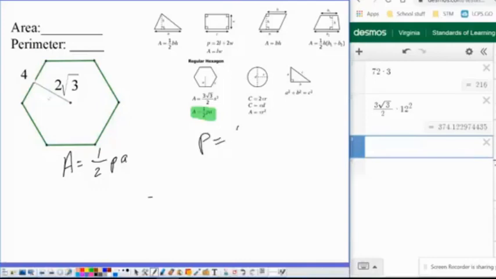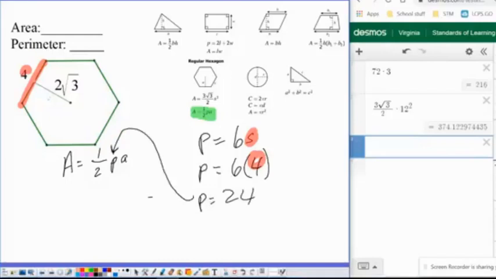So the perimeter is going to be 6 times one of the sides. So 6 times 4 is going to give me the perimeter. Now, a lot of people just put the 4 in for the perimeter, but 4 is a side, not a perimeter. The perimeter is 24 because 6 times 4 is 24, and that's what you put in for P. P stands for the perimeter.